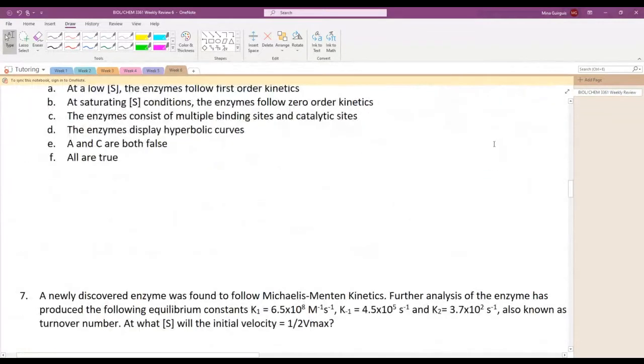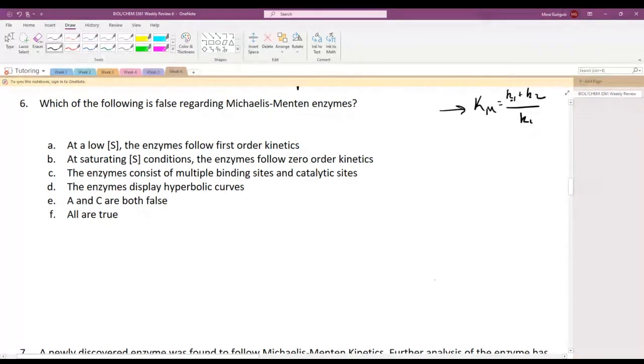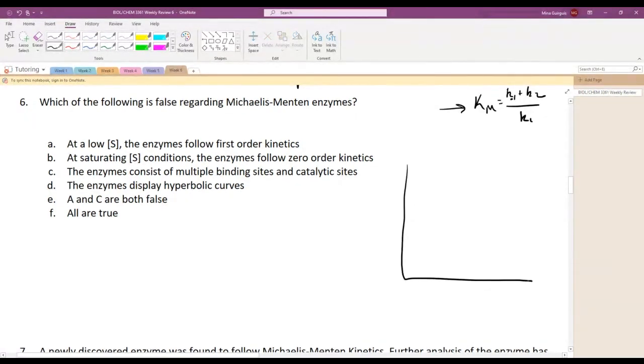So, which of the following is false regarding Michaelis-Menten enzymes? We're going to select all that apply because there will be a few of these. At a low substrate concentration, enzymes follow first order kinetics. At saturating substrate conditions, the enzymes follow zero order kinetics. Enzymes consist of multiple binding sites and catalytic sites. Enzymes display hyperbolic curves. So let's just talk about Michaelis-Menten kinetics at first before we get into this.